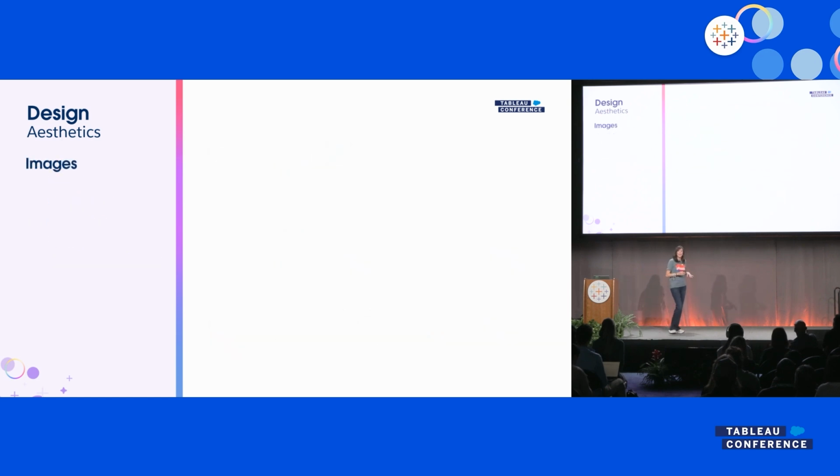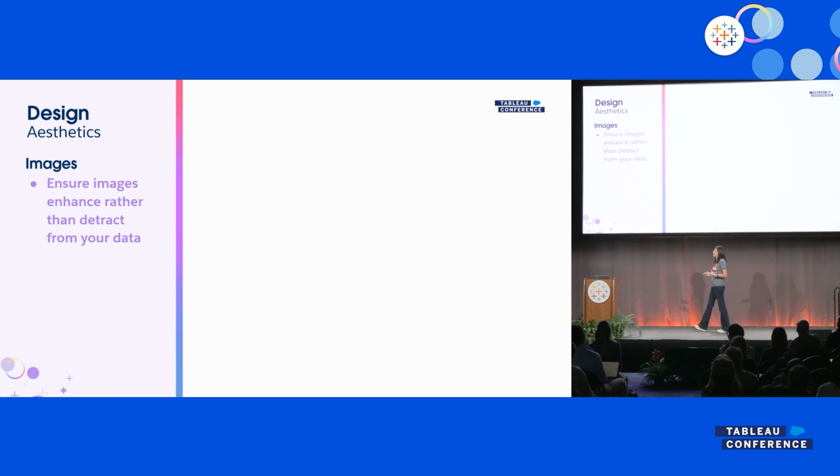And then lastly with aesthetics, let's talk about images. Images are one of the harder things to use in visualizations because they're such attention hogs, right? Those images are going to grab a lot of focus. So make sure if you do put an image in your Viz, it's enhancing, not detracting from your data. And there are 3 things that I usually do to achieve this.